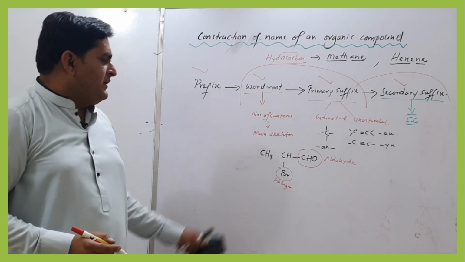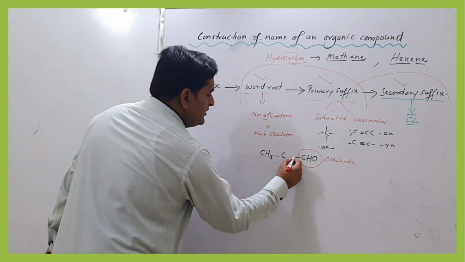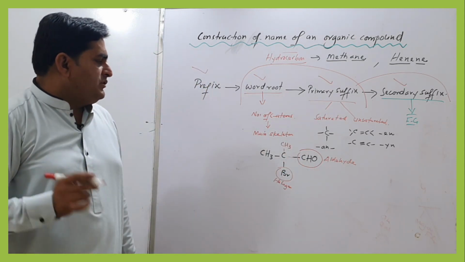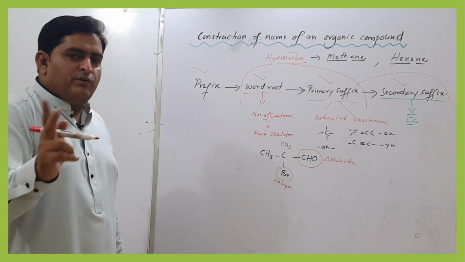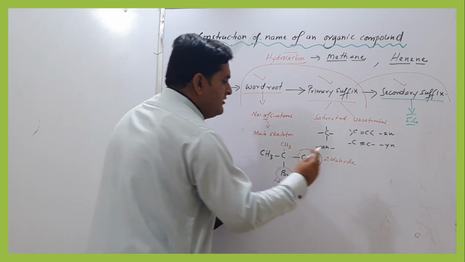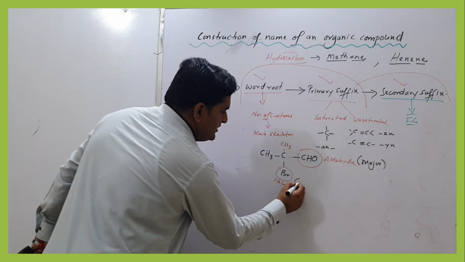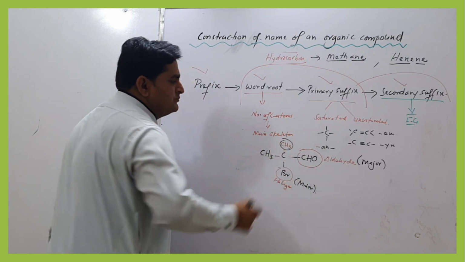Now I am modifying this by writing a methyl here also. So this compound has two functional groups and one alkyl group. In this compound, aldehyde is the major functional group, halogen is the minor functional group, and this one is the alkyl group.